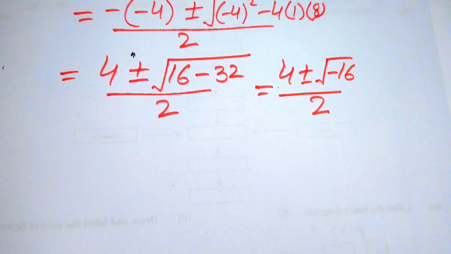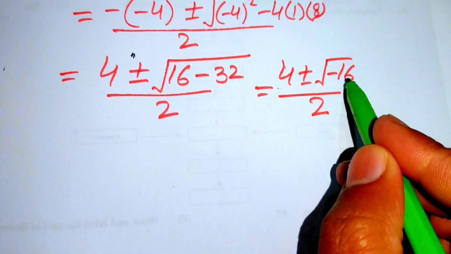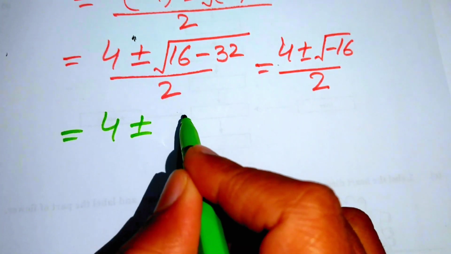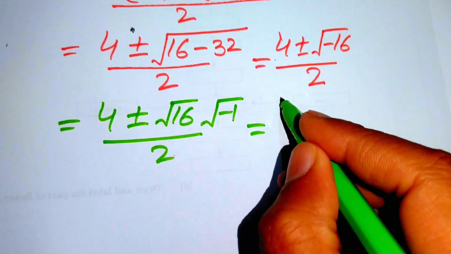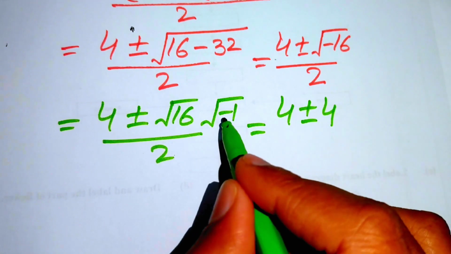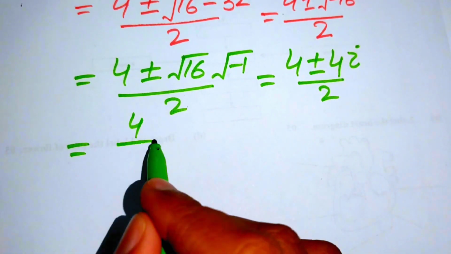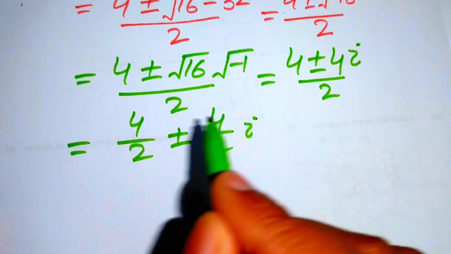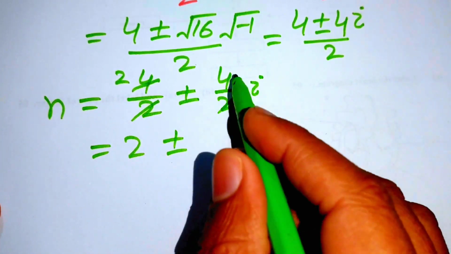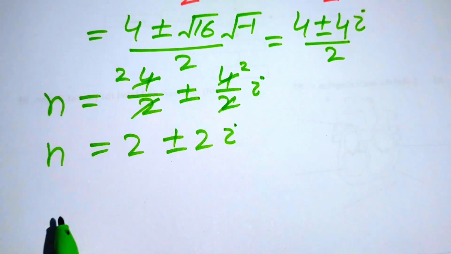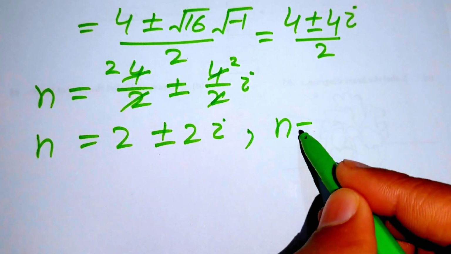Here we separate the square root of the negative term and 16, and we write it as 4 plus or minus the square root of 16 times the square root of -1, divided by 2. The square root of 16 becomes 4, and the square root of -1 becomes iota, divided by 2. Separating these two terms, we write 4/2 plus or minus (4/2) times iota, which gives 2 plus or minus 2 iota. So the other two roots of the given equation are n = 2 plus or minus 2 iota, and the third root is n = 2.